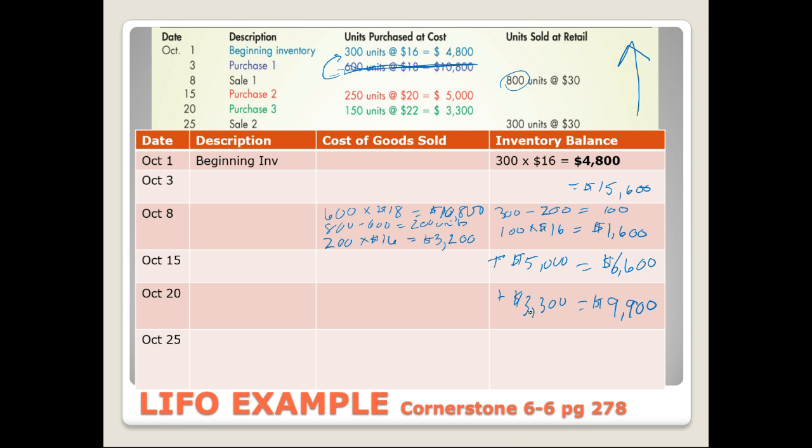So when I get to October 25th, and when I have my second sale, my cost of goods available for sale is $9,900. Now how do we deal with the second sale? Well, it's last in, first out. What was the most recent grouping of inventory to come into our inventory closet? Yep, it was the green purchase. So I've got 150 units, I'm going to sell all of those because it's a 300 unit sale, at $22 a unit. So that's $3,300.